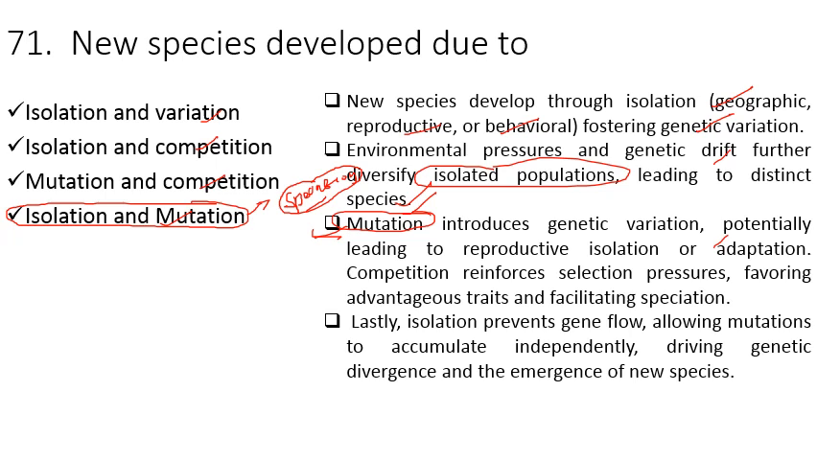So they are genetic variations that again lead to reproductive isolation or adaptations, and competition reinforces selection pressures favoring advantageous traits and facilitating speciation. Speciation is the formation of new species. Lastly, isolation prevents gene flow, allowing mutations to accumulate independently, driving genetic divergence and the emergence of new species. So the most important factor for the origin of new species is isolation and mutation.